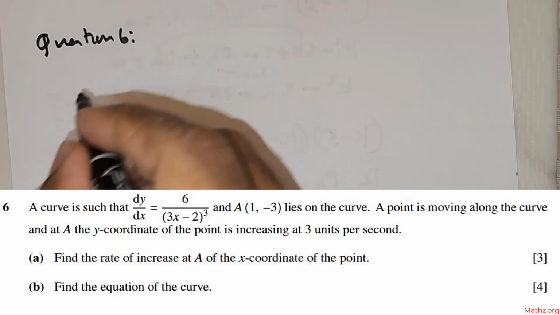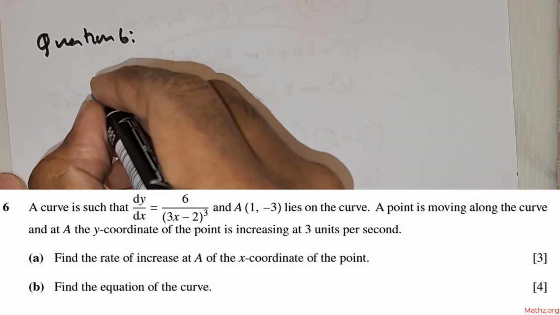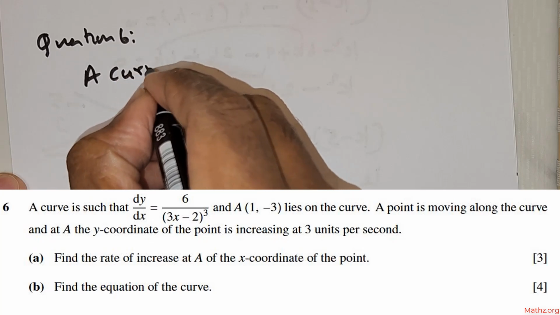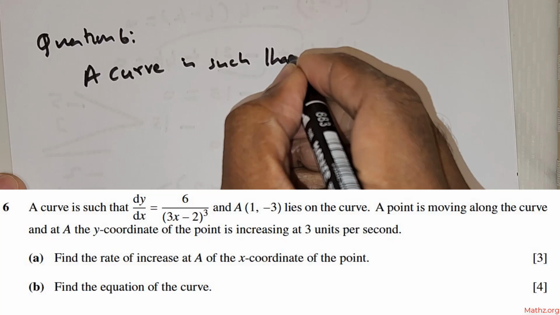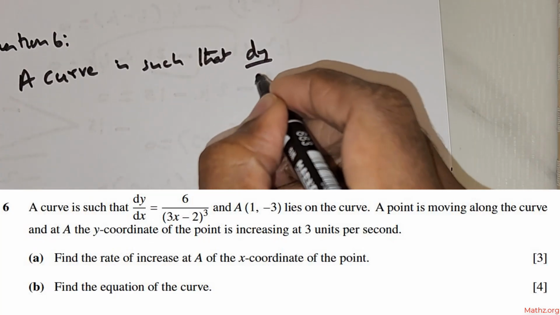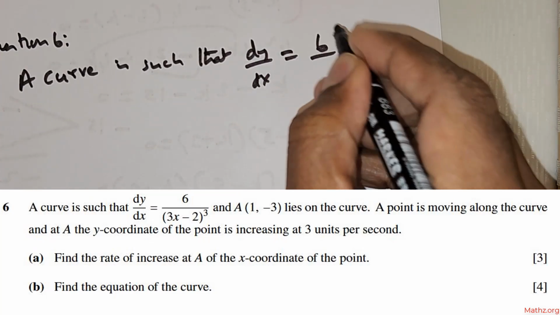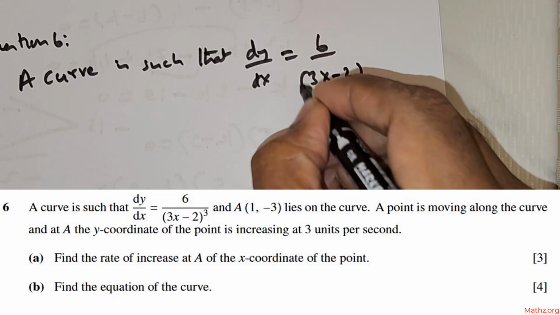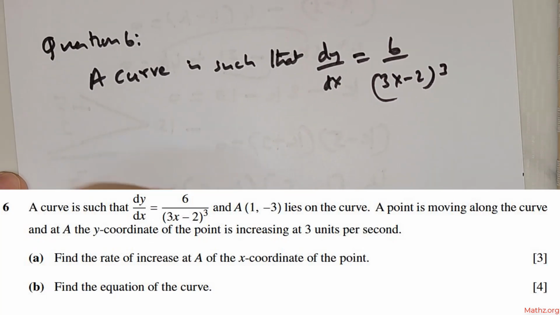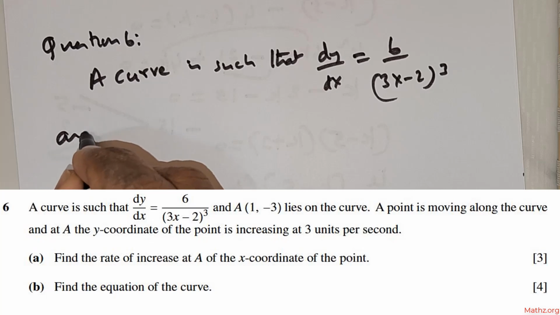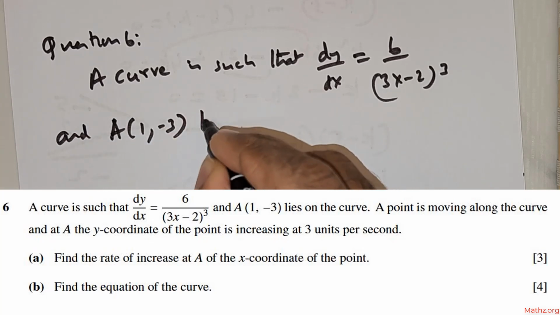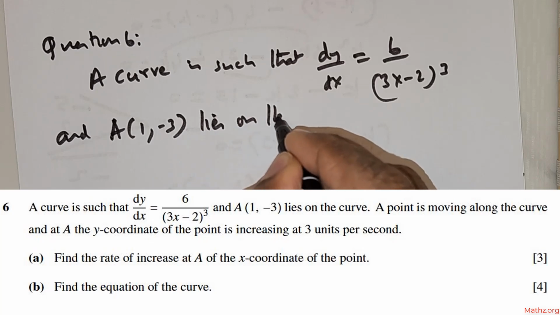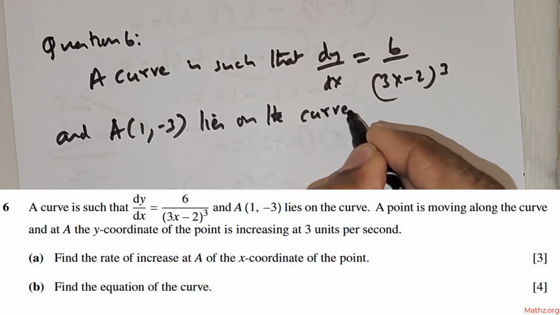Students, this is question number 6. Let me write the question down. A curve is such that dy over dx is 6 over (3x - 2) raised to the power of 3, and A (1, -3) lies on the curve.